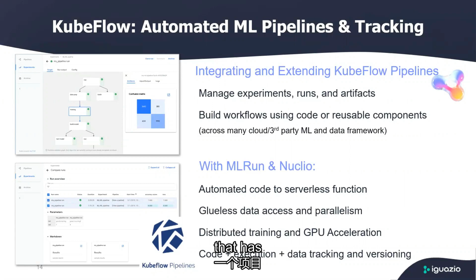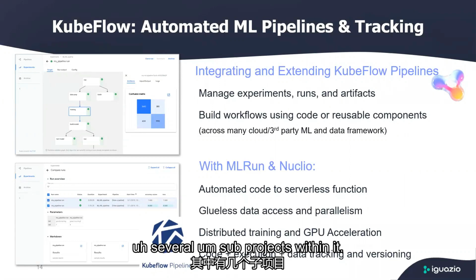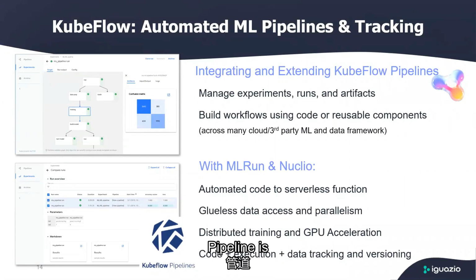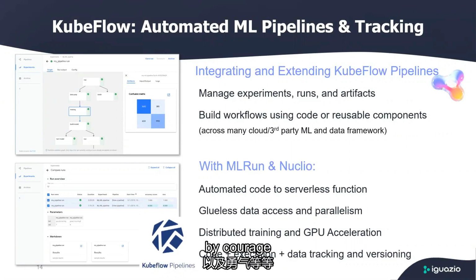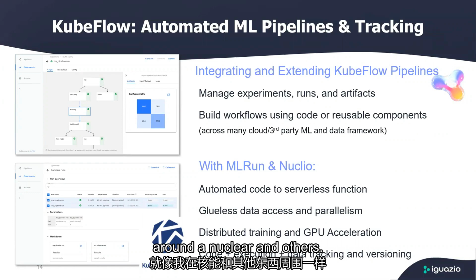Kubeflow is a project that has several sub-projects within it. Pipeline is this machine learning orchestration. It also has managed notebooks, and it has CRDs specific to machine learning workloads like distributed TensorFlow, distributed XGBoost, and PyTorch, etc. What we've done, we've taken those components from Kubeflow and we wrapped them in sort of more of a serverless and fully automated frameworks like MLRun and Nuclio and others.